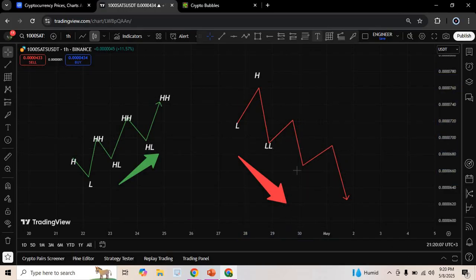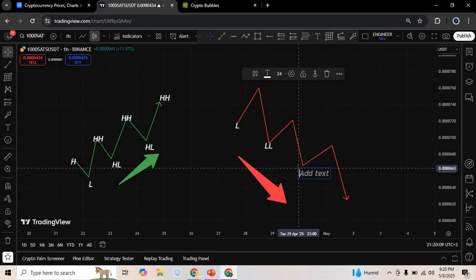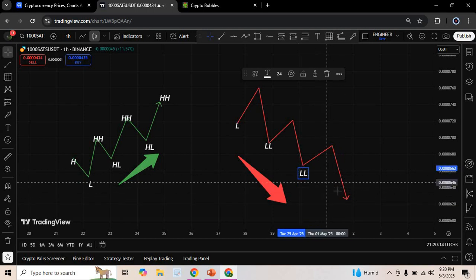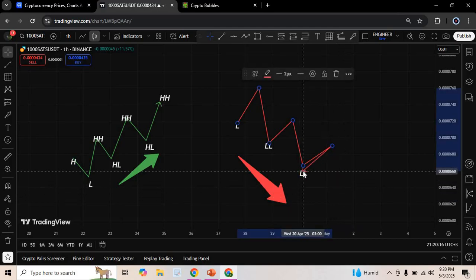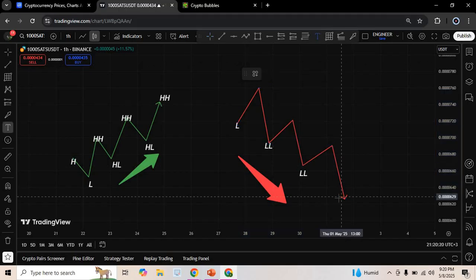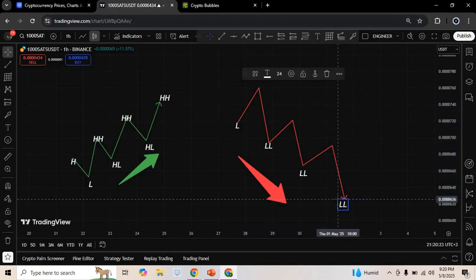So this part also becomes a lower low. This low also is a low, but it is definitely lower than this previous low, so it becomes a lower low. The same. A lower low, like that.